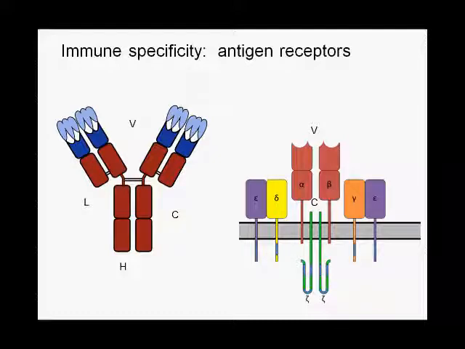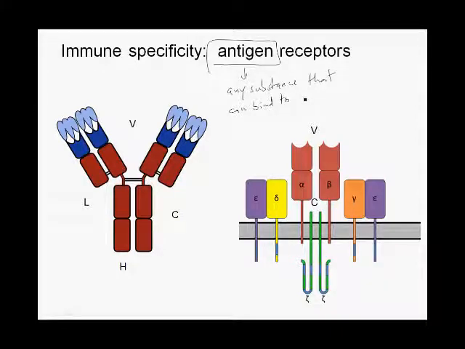So let's explore how the adaptive immune system gets its specificity. The specificity arises from proteins that recognize what we call antigens. And so there's two special words here. Well, antigen here is the special word. Okay. So antigen is any substance that can bind to antigen receptors.